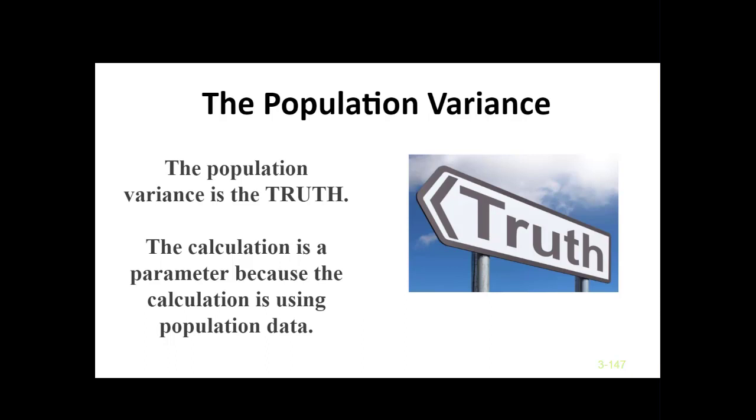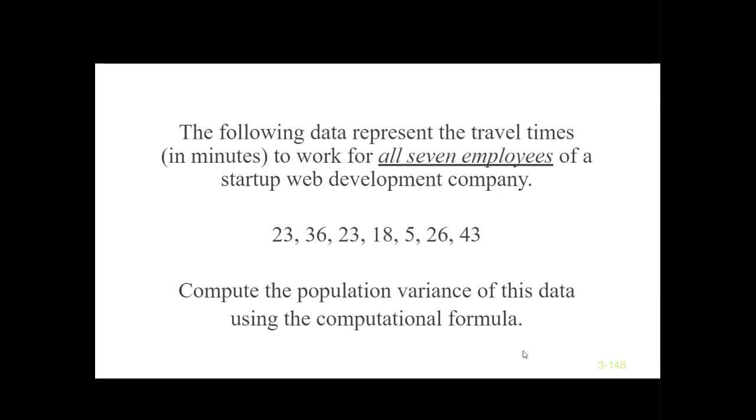If I'm working with the population, I will know the truth. There is no room for error. If I take careful measurements and do the calculations correctly, I know what the true variance of that population is. The calculation is a parameter because I'm using population data to calculate the variance. Let's look at an example.